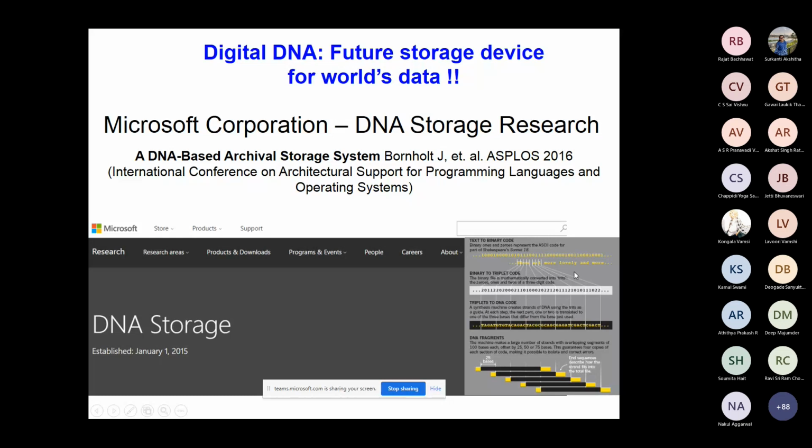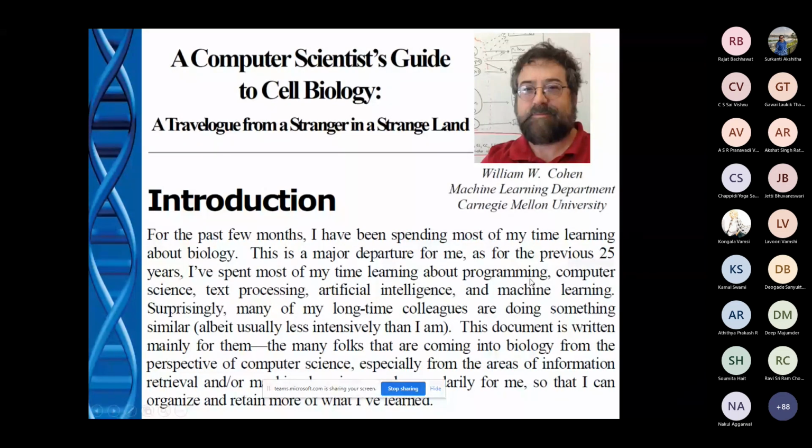Okay, and this one is the last slide, an introductory slide I would say: A Computer Scientist's Guide to Cell Biology. I would like to particularly mention Professor Cohen, a professor at Carnegie Mellon University in the United States, whose area of research is artificial intelligence and machine learning. He is an expert in that field.